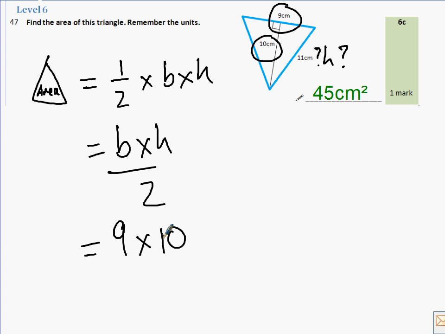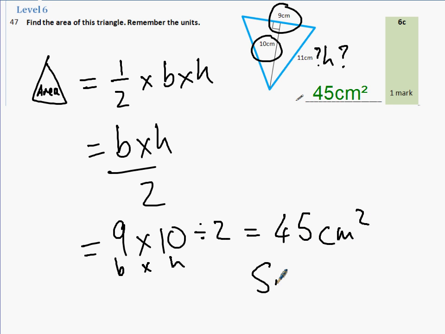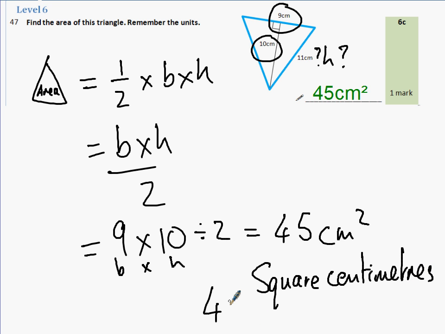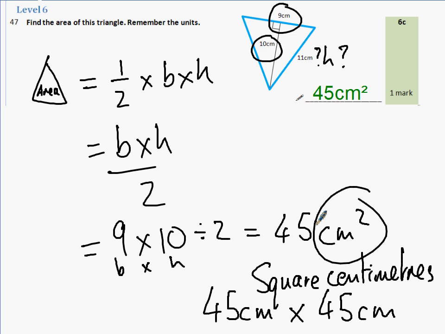Okay. So, that was just me saying do the base times the height, but you now need to divide it by 2. So 9 times 10 is 90, but then when you divide it by 2 you get 45. Sorry, I was a step ahead of myself. And then the units: square centimetres. Not centimetres squared, but square centimetres. So that people don't get confused if you say 45 centimetres squared and they think you mean 45 centimetres times 45 centimetres. If you say square centimetres, people know that you're talking about area.